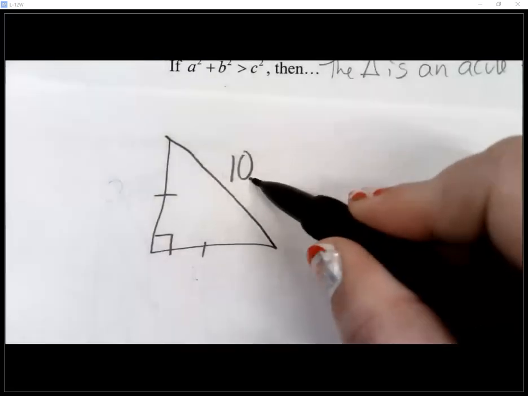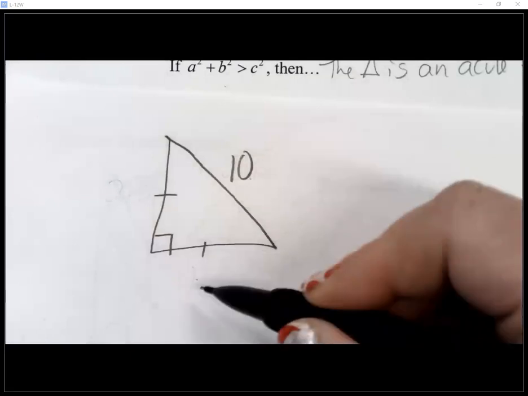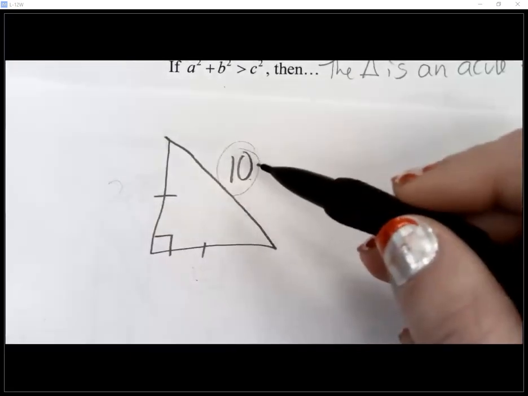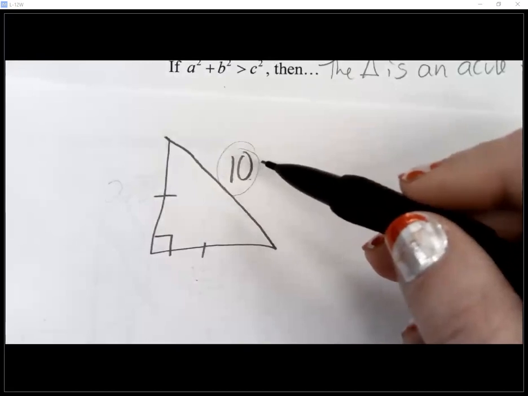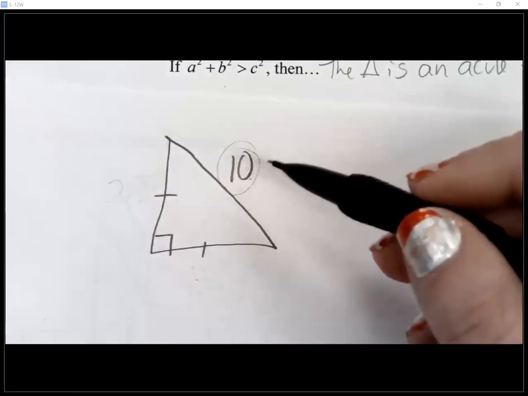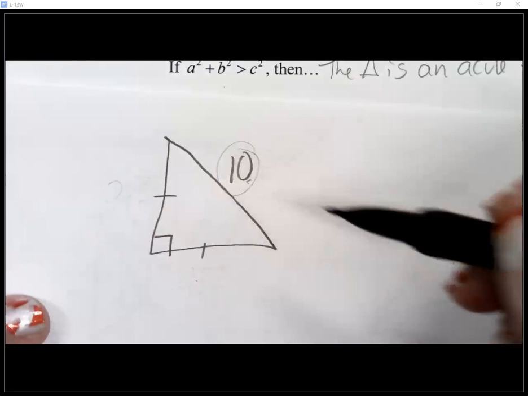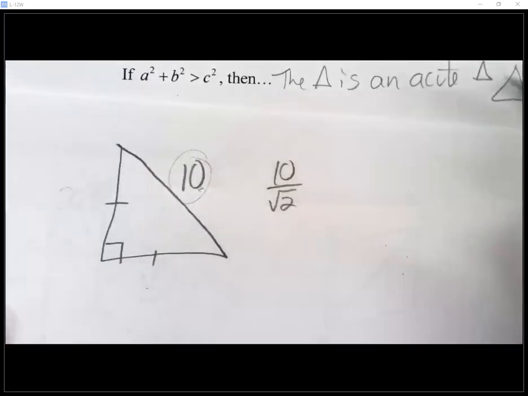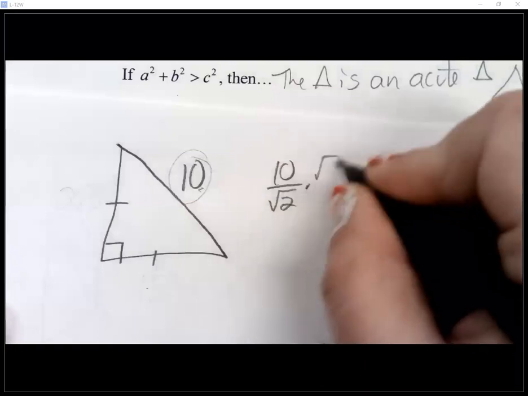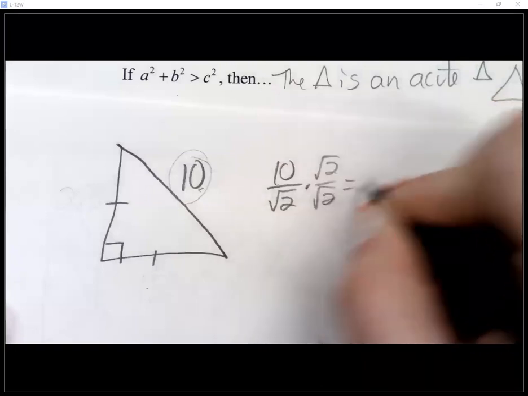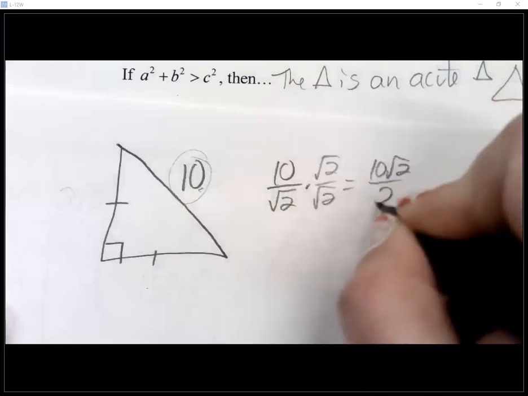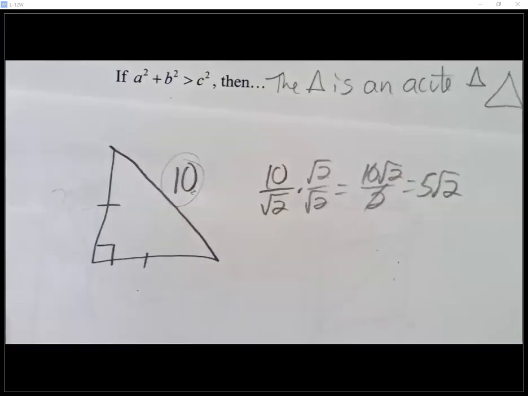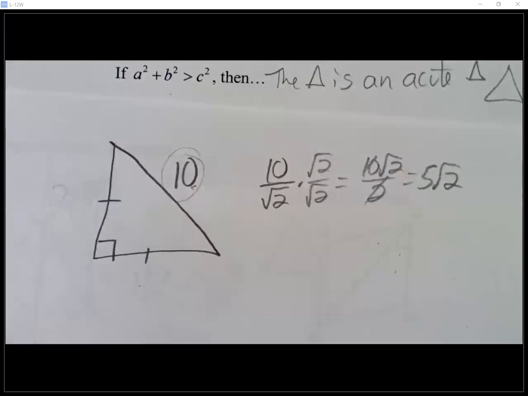So if I need to go the other way, couldn't I just take this and divide it by root 2? I can take that number and divide it by root 2. So if I do 10 divided by root 2, you can't leave it like that. So times it by root 2 over root 2. You end up with 10 root 2 over 2. And yes, I can reduce those, and I end up with that 5 root 2.